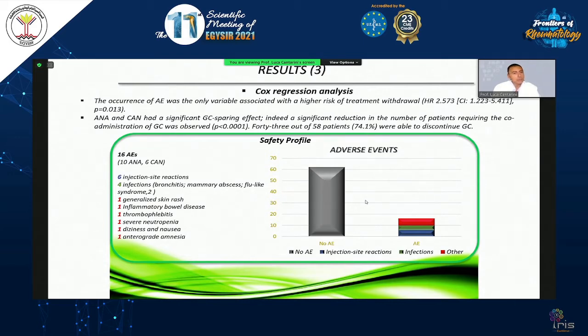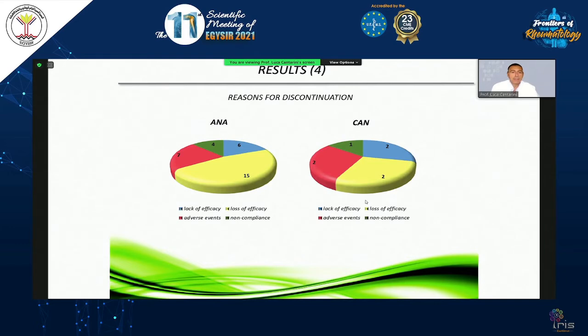The occurrence of adverse events was the only variable associated with a higher risk of treatment withdrawal, and anakinra and canakinumab displayed a significant glucocorticoid-sparing effect. Indeed, a significant reduction in the number of patients requiring co-administration of glucocorticoids was observed. About 74% of patients were able to discontinue glucocorticoids during treatment. Briefly, you can observe the reasons for the discontinuation for both agents, anakinra on the left and canakinumab on the right picture.